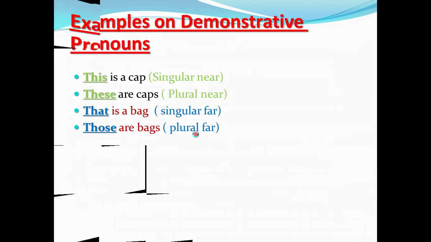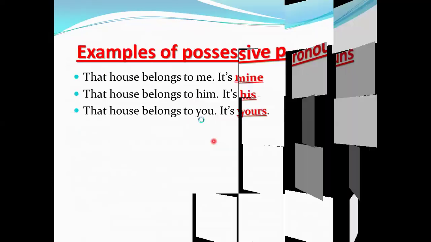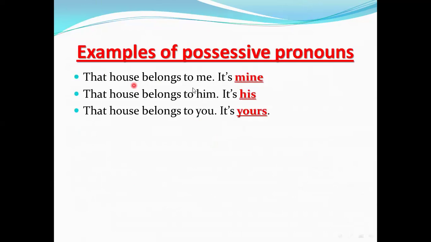Let's go to another one. Here are possessive pronouns. These pronouns are usually used to talk about possession, that something belongs to me, like mine, yours, ours, yours, his, hers, theirs. Here we say that house belongs to me, so it's mine. That house belongs to him, so it's his.